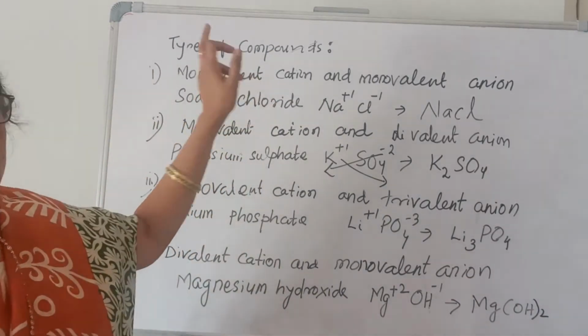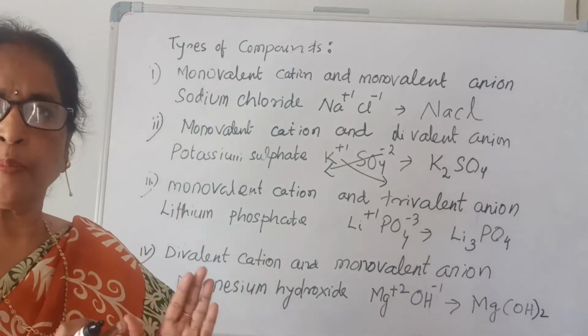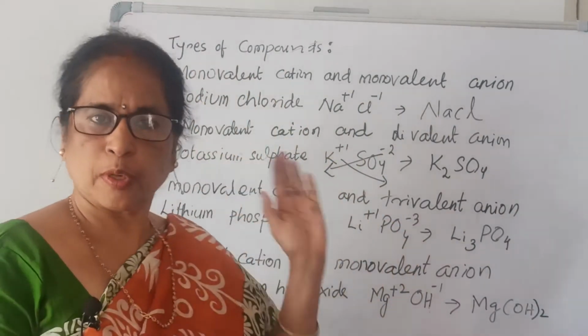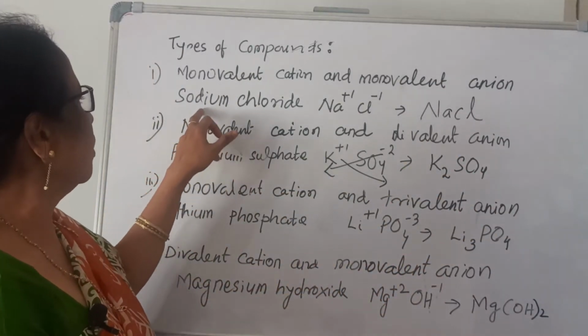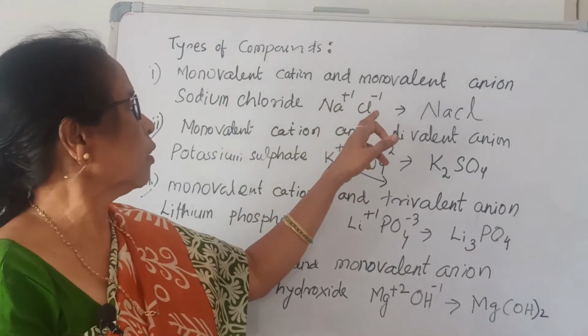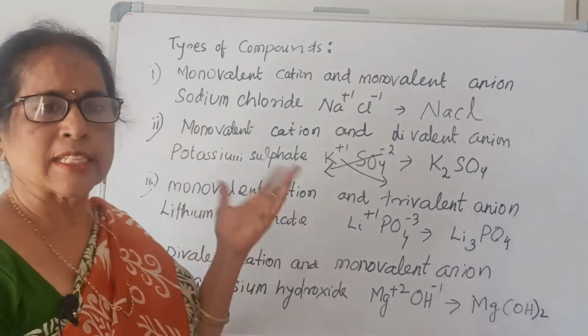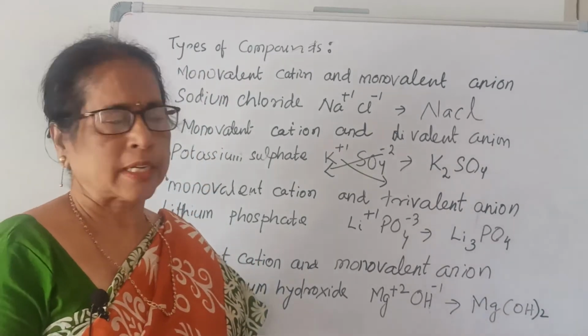First one, see, monovalent cation and monovalent anion. Both are charge 1: the cation is plus 1, the anion is minus 1. Similarly, for example, sodium plus 1, chloride minus 1, so the formula is NaCl. And other examples I already told in part 1 to part 9.